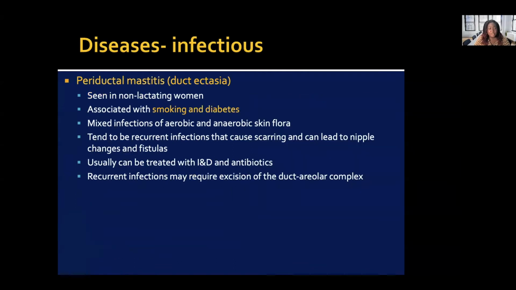Periductal mastitis or ductectasia is usually seen in non-lactating women. It's associated with smoking and diabetes, and it has mixed infections of aerobic and anaerobic skin flora. It tends to be recurrent and causes scarring and can lead to nipple changes and fistulas. It usually can be treated with I&D and antibiotics, and recurrent infections may require excision of the duct areolar complex.